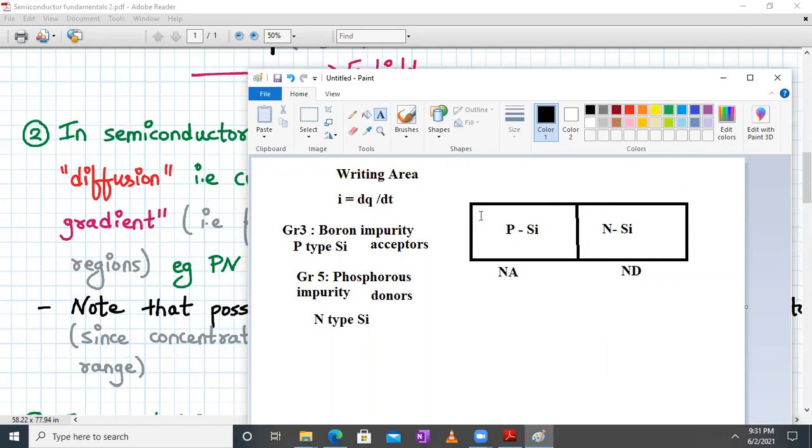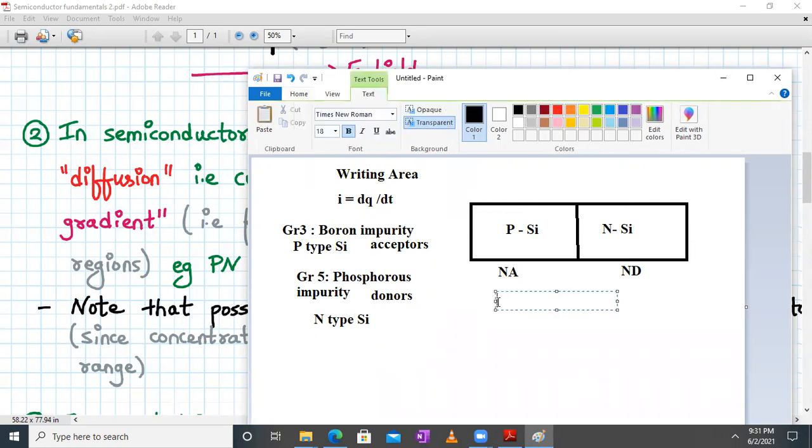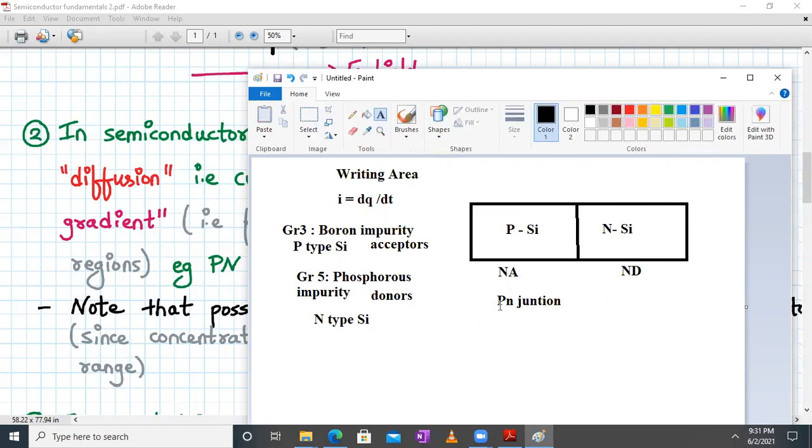So when these holes go to the n side, they see a very low concentration, because in n-type silicon holes are minority carriers, and in the p-type silicon electrons are minority carriers. So this is the PN junction basically. We will be discussing this in detail, but in basic understanding, this is what we have.